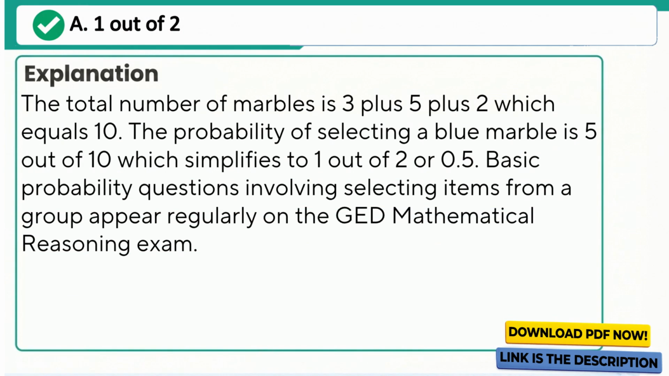Explanation. The total number of marbles is 3 plus 5 plus 2, which equals 10.